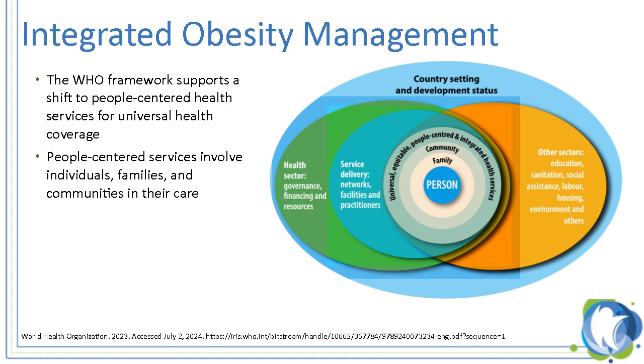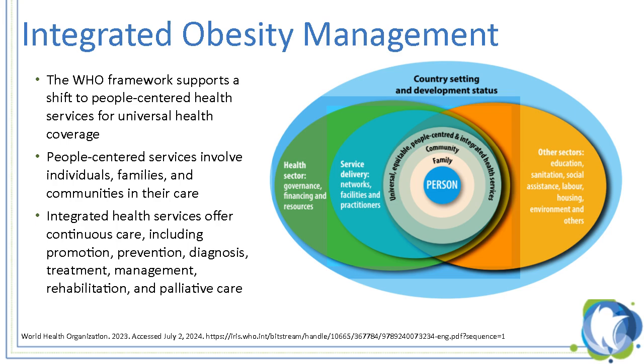So trying to work on multiple sectors of a person's environment. So involving the individuals, their family units, whatever that may be. Sometimes it's not biological family, but it could be friends and family. And then their communities, involving them all in their care. And then really having integrated health services that offer continuous care, including prevention, diagnosis, treatment, management, rehabilitation, and palliative care. So really trying to address all of those levels of care.